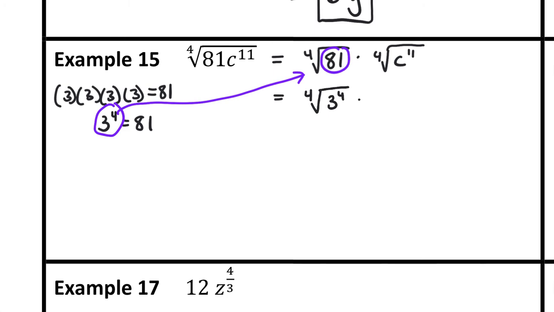And then times I can rewrite this as c to the power of 11 over 4. And then this part that I just got right now, I can rewrite it again as a fraction. I can write it as 3 to the power of 4 over 4 times c to the power of 11 over 4. And 4 divided by 4 becomes 1, so it's just 3.